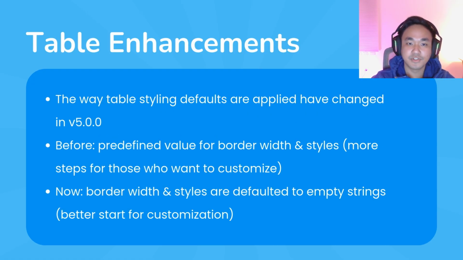Froala version 5 also changes how table styling defaults are applied. Before, the editor had a predefined value for the border width and style of new tables. This resulted in more steps for those who wanted to customize their tables, since they would have to fight against the defaults. Now, the editor's border width and styles are defaulted to empty strings. This means that when a user creates a new table, it will appear bare and without visible borders. This gives your users a greater degree of freedom, letting them customize their tables using the table toolbar.